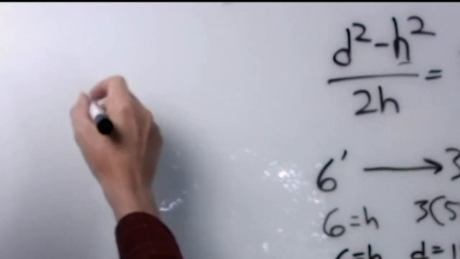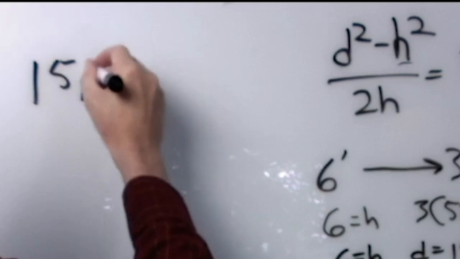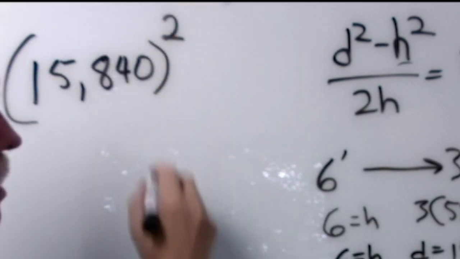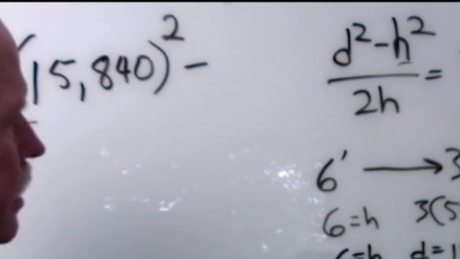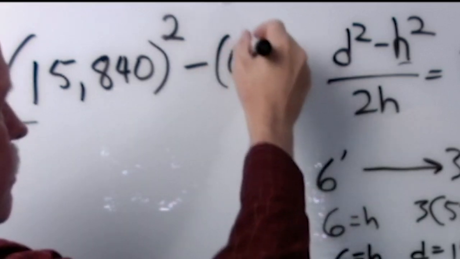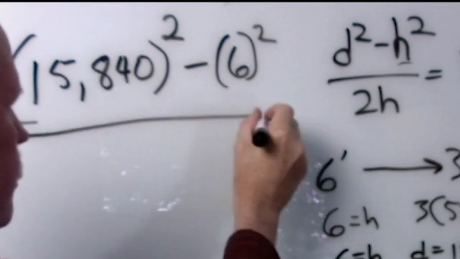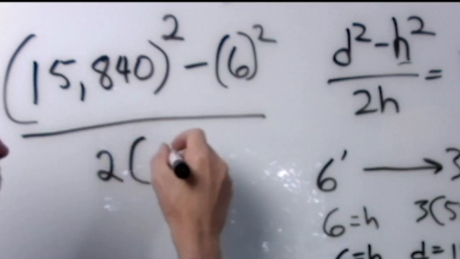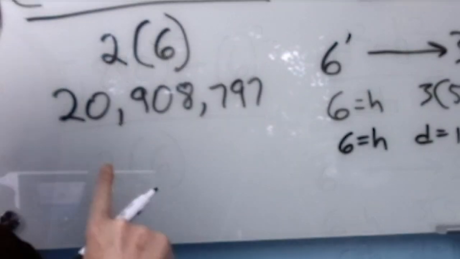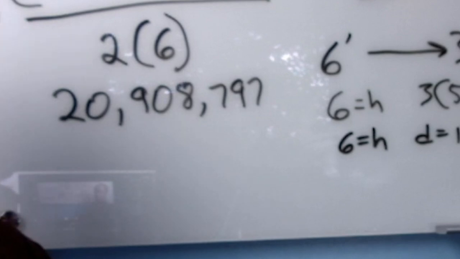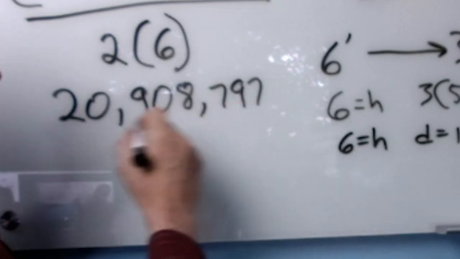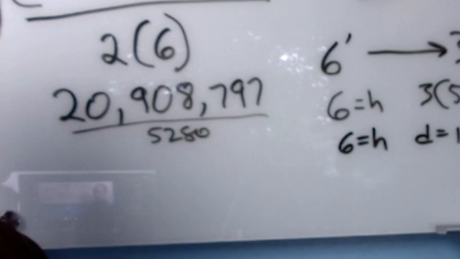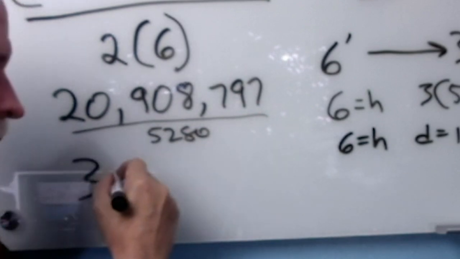So, D, and we're going to square that. And then it says minus H squared, and that's going to be over 2H. That comes up to 20,908,797. Let's divide that by 5,280, and we'll find out what the radius in miles is. You can do the math with me.